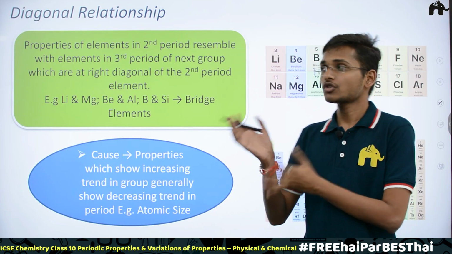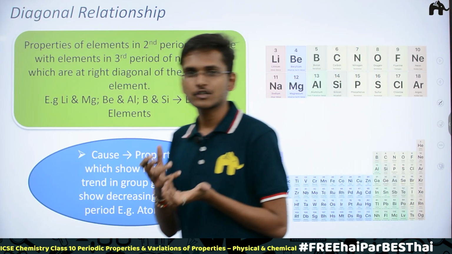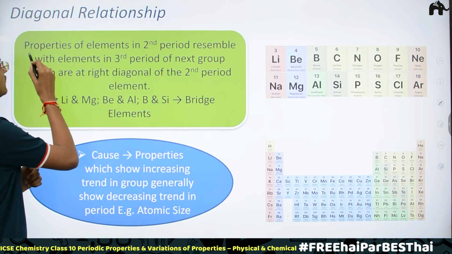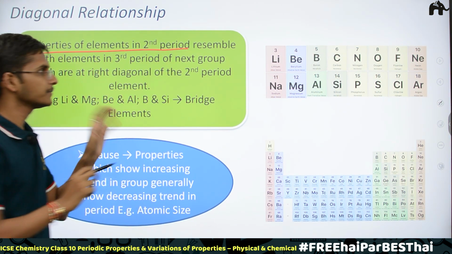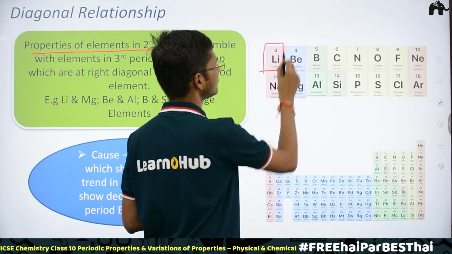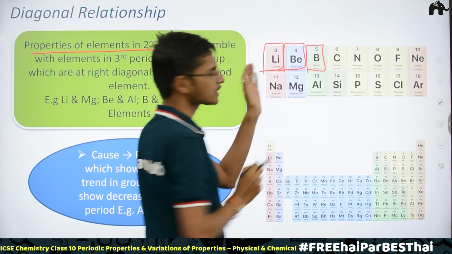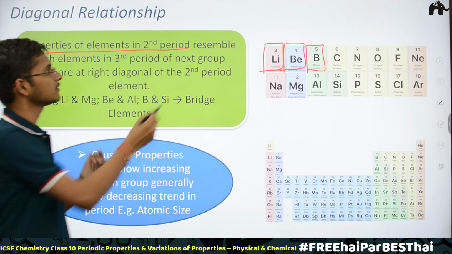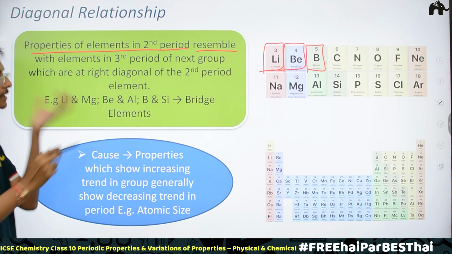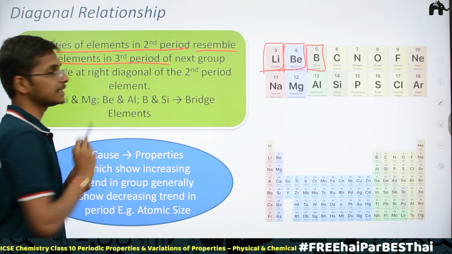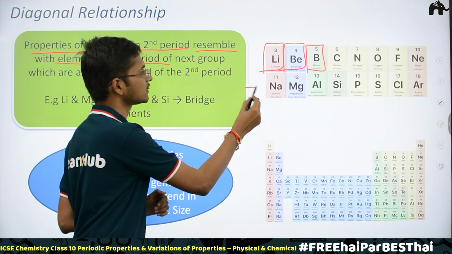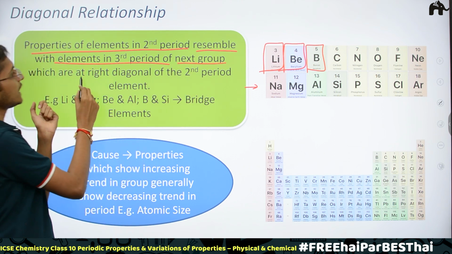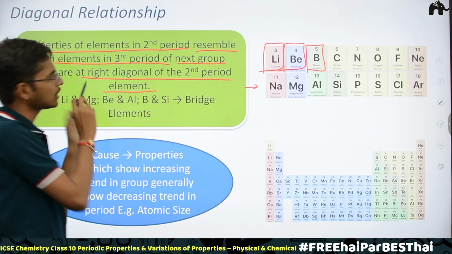Now moving ahead to the next topic, diagonal relationship. What does it mean? We found that the properties of the elements in the second period, suppose here lithium, beryllium and boron, these are the second period elements, their properties are found to be similar, resemble the elements in the third period. These are the elements in the third period of the next group, which are at the right diagonal to the second period element. Now let's understand this thing.